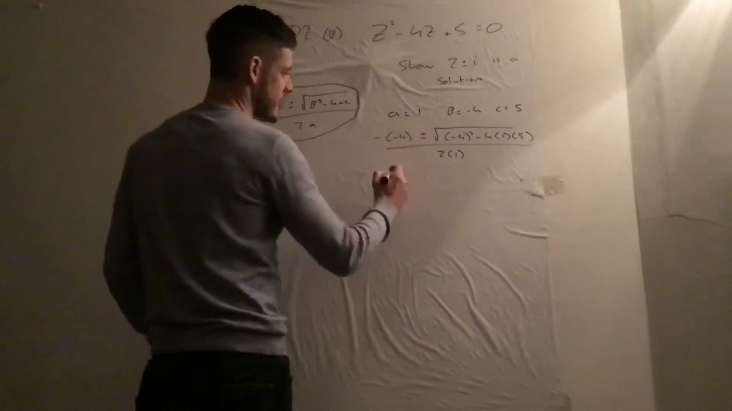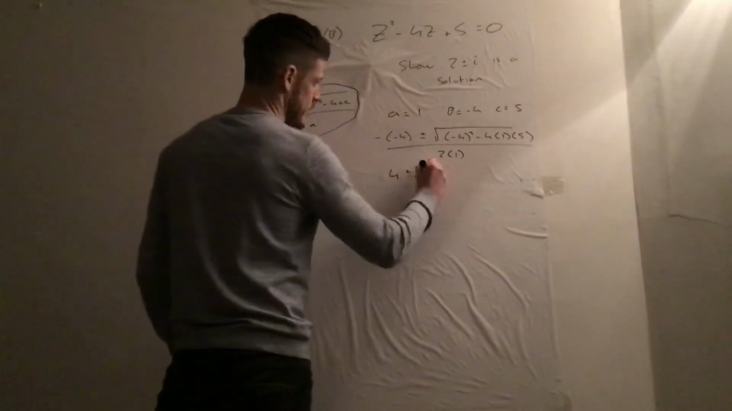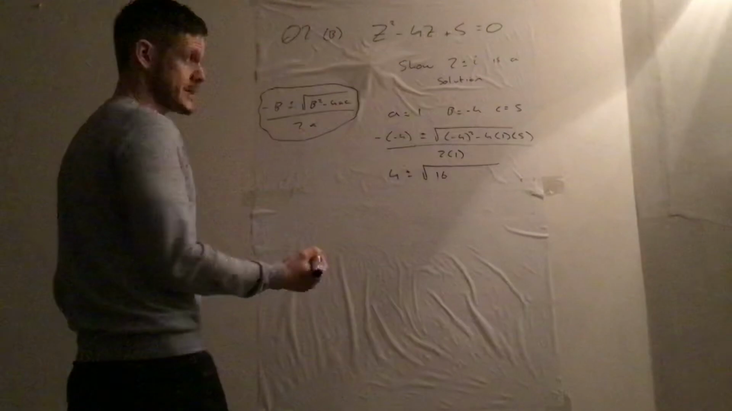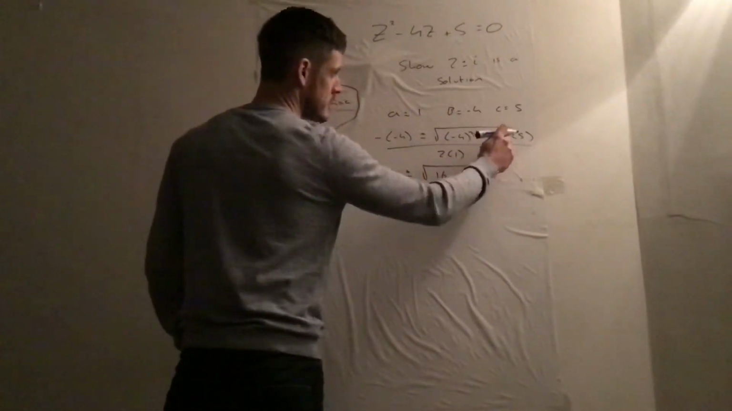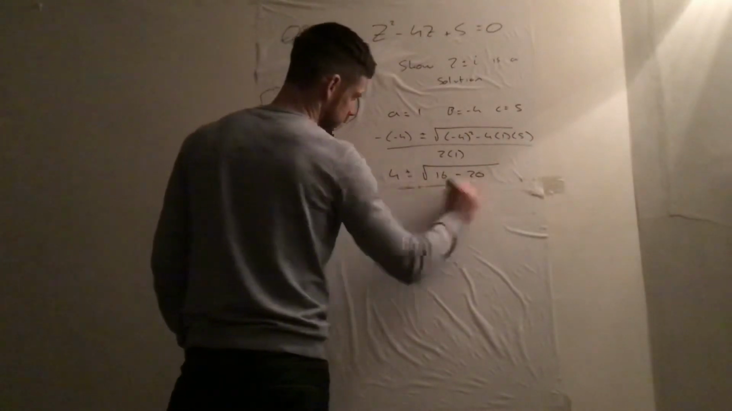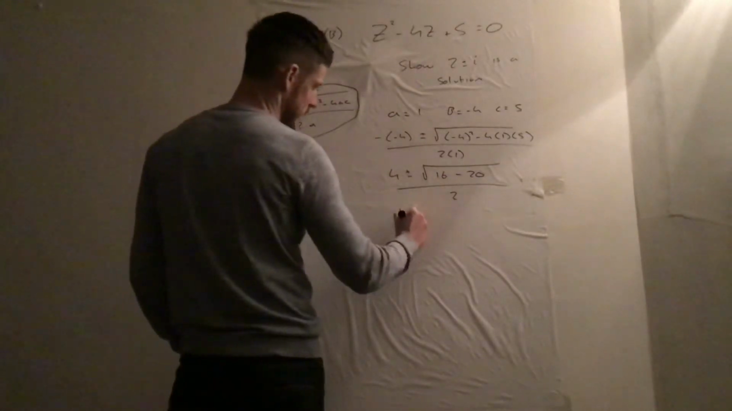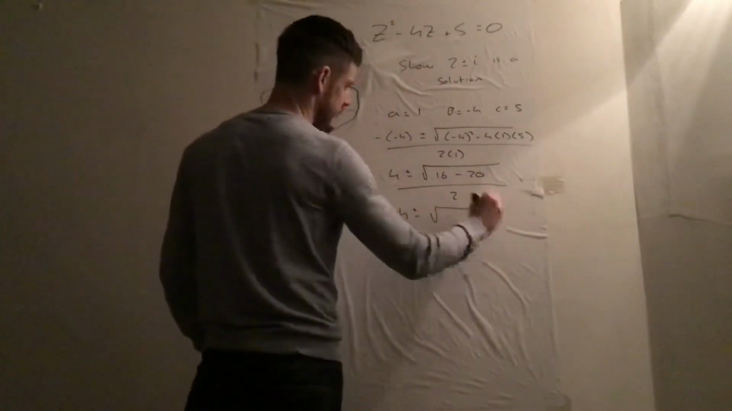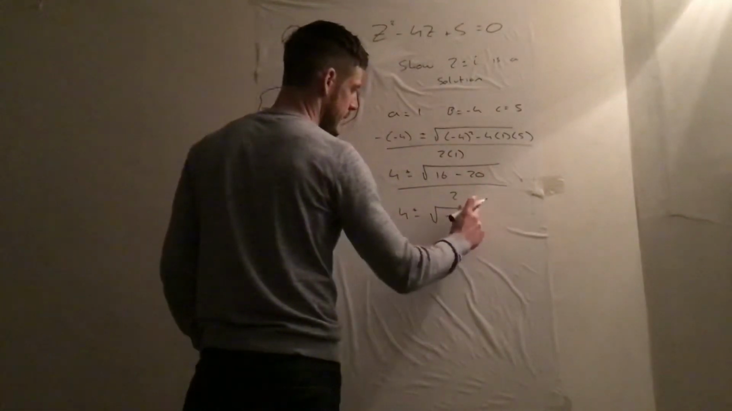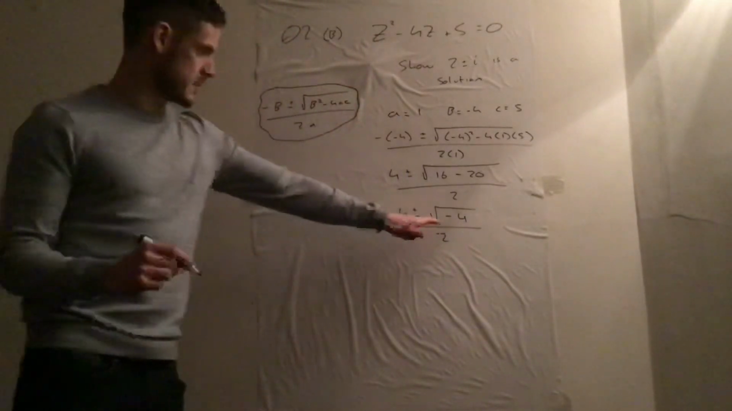So minus minus 4, that's going to give me plus 4. Plus or minus the square root of minus 4 squared. Well, that's going to give me 16, minus 4 by minus 4 gives me 16, minus 4 by 1 by 5, 4 by 1 is 4, 4 by 5 is 20, so it's going to be minus 20, all over 2 times 1, which is 2. And I can tidy that up a little bit. I get 4 plus or minus the square root of 16 minus 20, which is minus 4, all over 2. Now, this minus 4 is where the problem is.